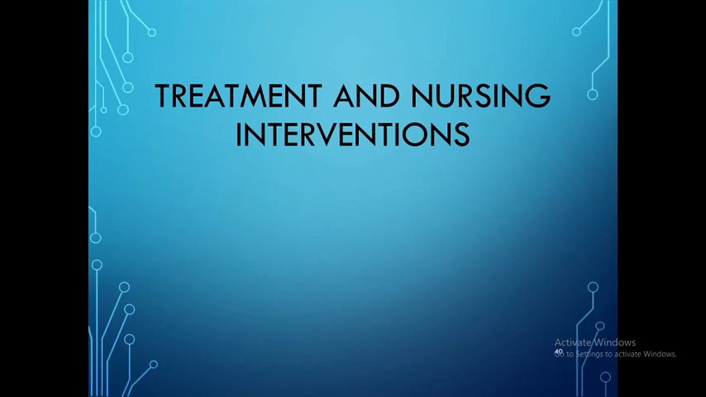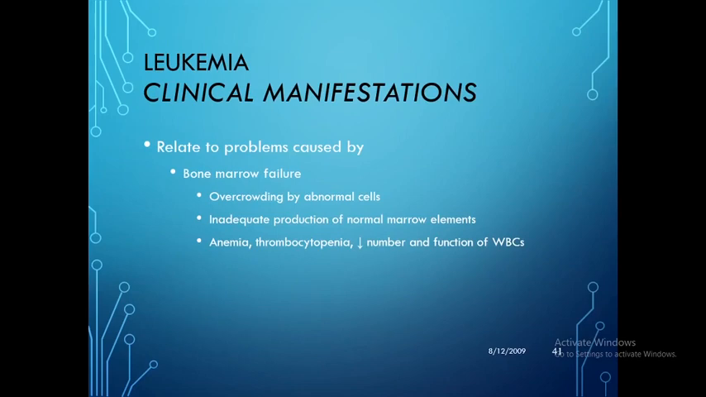Treatment and nursing interventions in disorders of the haemopoietic system. Leukemia: the clinical manifestations relate to problems caused by bone marrow failure. Bone marrow failure occurs by overcrowding by abnormal cells, and inadequate production of normal marrow elements. This causes anemia, thrombocytopenia, and decreased number and function of WBC, or white blood cells.